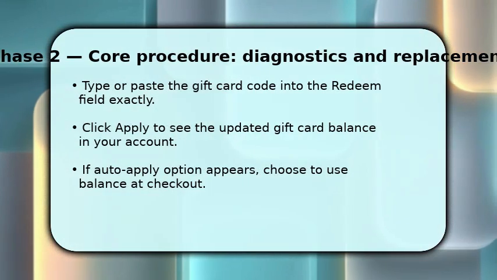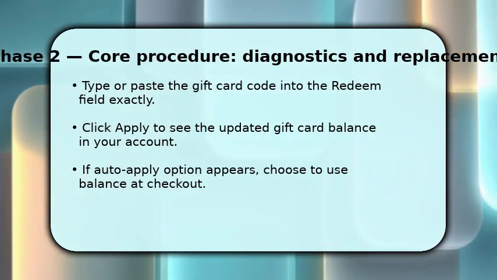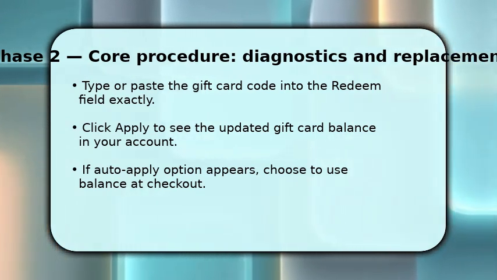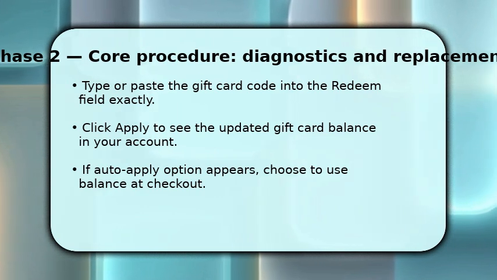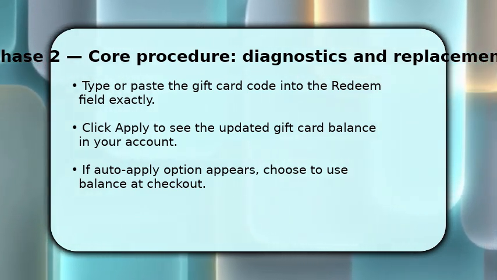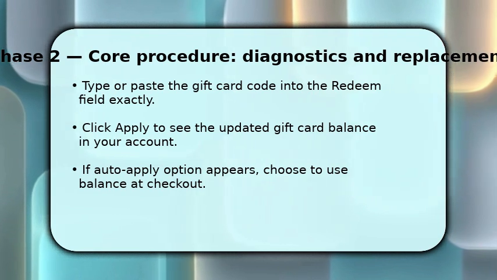You should type or paste the gift card code into the redeem field and then click Apply. This step updates your Amazon gift card balance. Once done, check the new balance shown on the gift card balance page. This confirms the funds are available and shows any remaining amount.